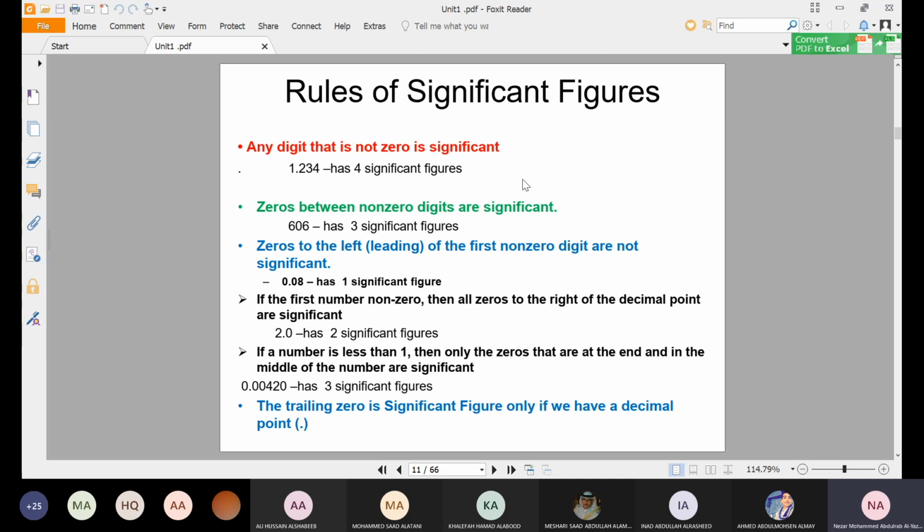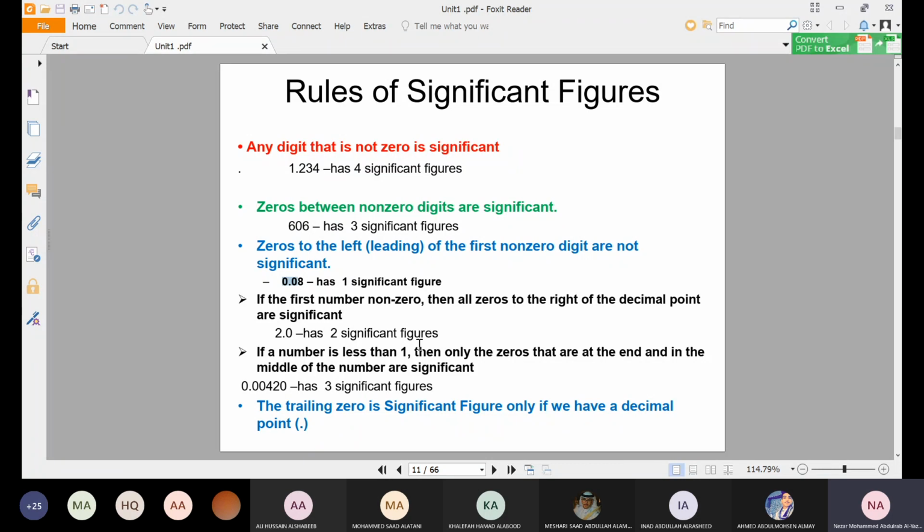Also, we have rules for the significant figures. We said any non-zero digits, we consider as a significant figure. Zeros between non-zeros: if we have a 0 between 2 non-zeros, the 0 here will be significant. Leading zeros are always non-significant. Trailing zeros, which come at the end or at the right, are sometimes significant and sometimes not significant. This depends on the presence of the decimal point.